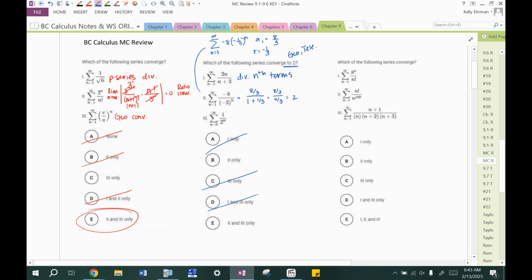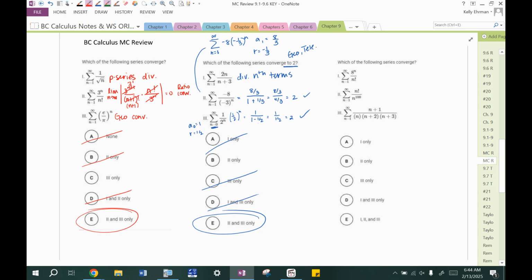All right, and then this one is also geometric. This is 1/2 to the n. So this time you want A0 because this starts at 0. So A0 equals 1 and R equals 1/2. So this would be 1 over 1 minus 1/2. 1 over 1/2 is 2. So both 2 and 3 work, which is my answer again.